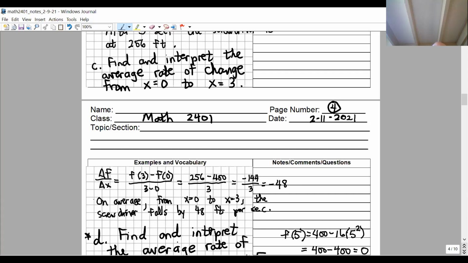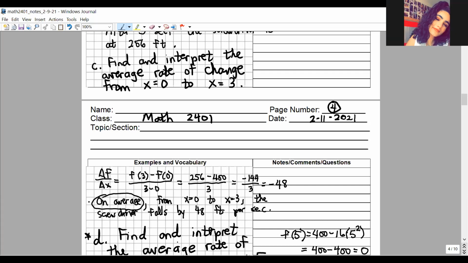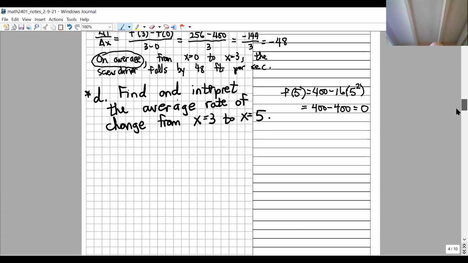48 feet per second on average. Now look, in this case, this curve 400 minus 16x squared is not a straight line. So you are going to make a mistake if you take off the on average. If you take off the on average and you just say from x equals 0 to x equals 3, the screwdriver falls 48 feet per second. Why is that a mistake? Let me show you the picture why you have to have the on average in there.